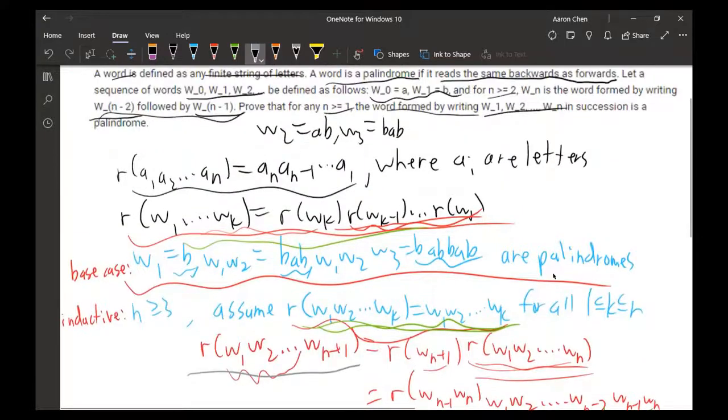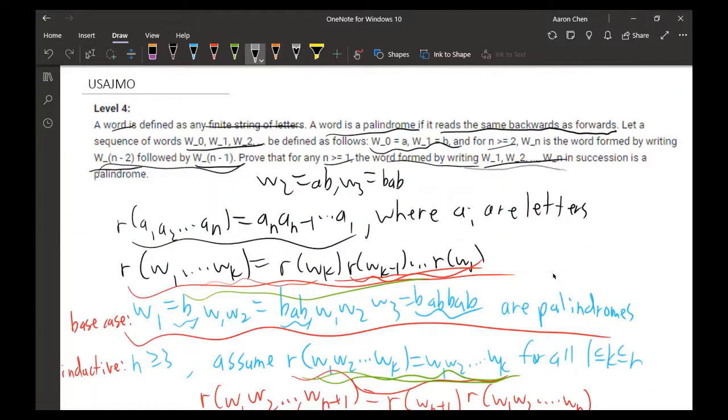And so we've shown that the word formed by writing W1, W2, and so on, up to Wn in succession is a palindrome. And so does anyone have any questions? Okay, well, if not, then I guess thank you for coming.